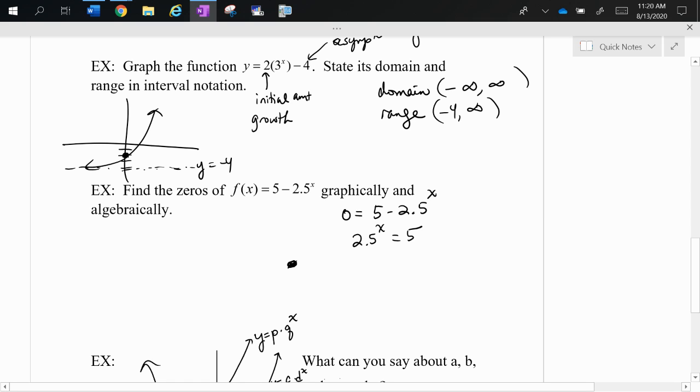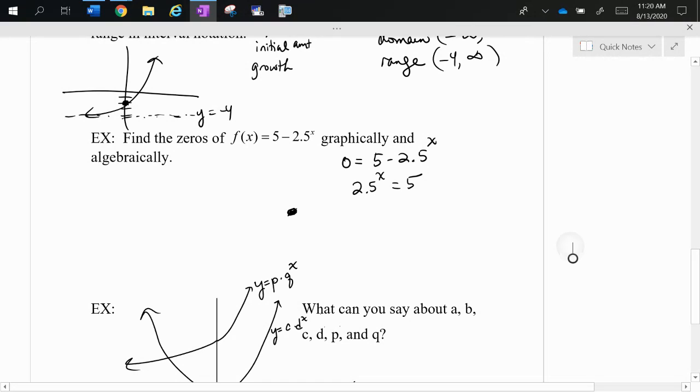We're going to find the zeros of this exponential function. So we make y 0, because we remember that a zero is the x-coordinate when y is 0. So we make y 0, and we're going to solve for x now. It looks like we need a logarithm. We've got 2.5 to the x. When our variable's in the exponent, we usually need to use logarithms to solve the equation.